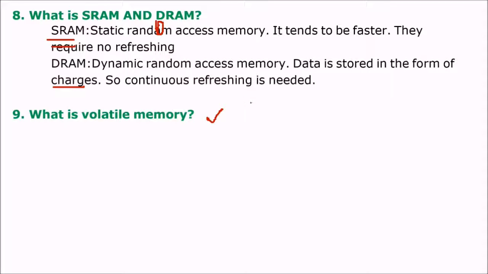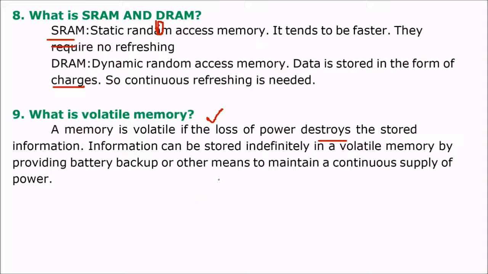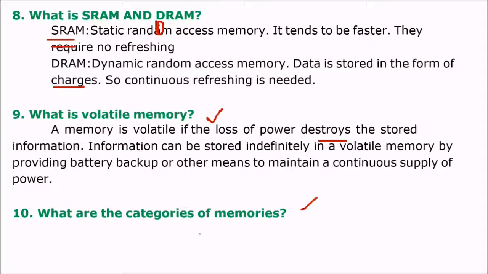What is volatile memory? Volatile: if power is off, data will be gone. So a memory is volatile if the loss of power destroys the stored information. Information can be stored indefinitely in a volatile memory by providing battery backup or other means to maintain the continuous supply of power. What are the categories of memories?